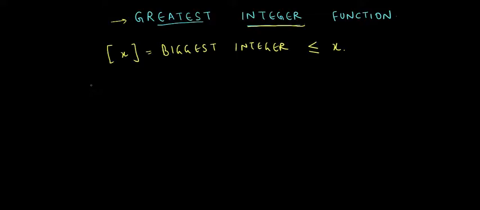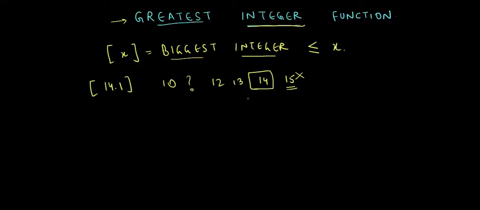Suppose we want to find the greatest integer function of 14.1. That means that I want to find the biggest integer that's less than this number. We'll notice that 10 is an integer and is less than 14.1, but is it the biggest integer? Because actually 12 and 13 or even 14 are examples of integers that are less than 14.1. What about 15? Well, 15 is definitely not less than 14.1. So that means the greatest integer that is less than or equal to 14.1 has to be 14.